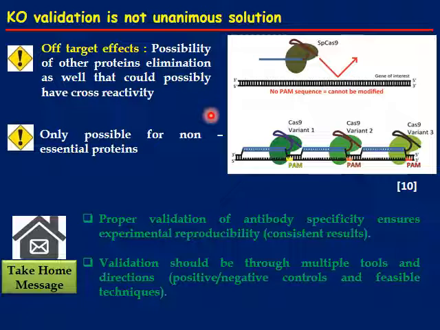So from all these discussions, what we can conclude is that the wide research applications of the antibodies should be accompanied with proper validation for their specificity. Then it can lead to consistent results in the research. And while validating, it should be done via multiple tools and directions, that is, with appropriate positive and negative controls with the feasible techniques.